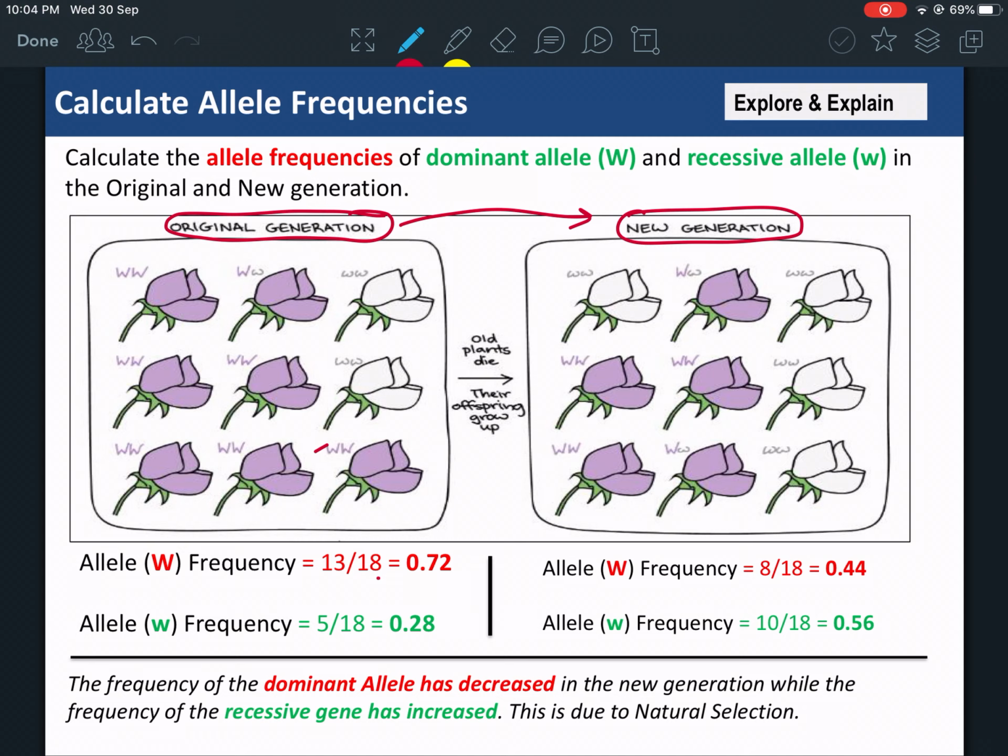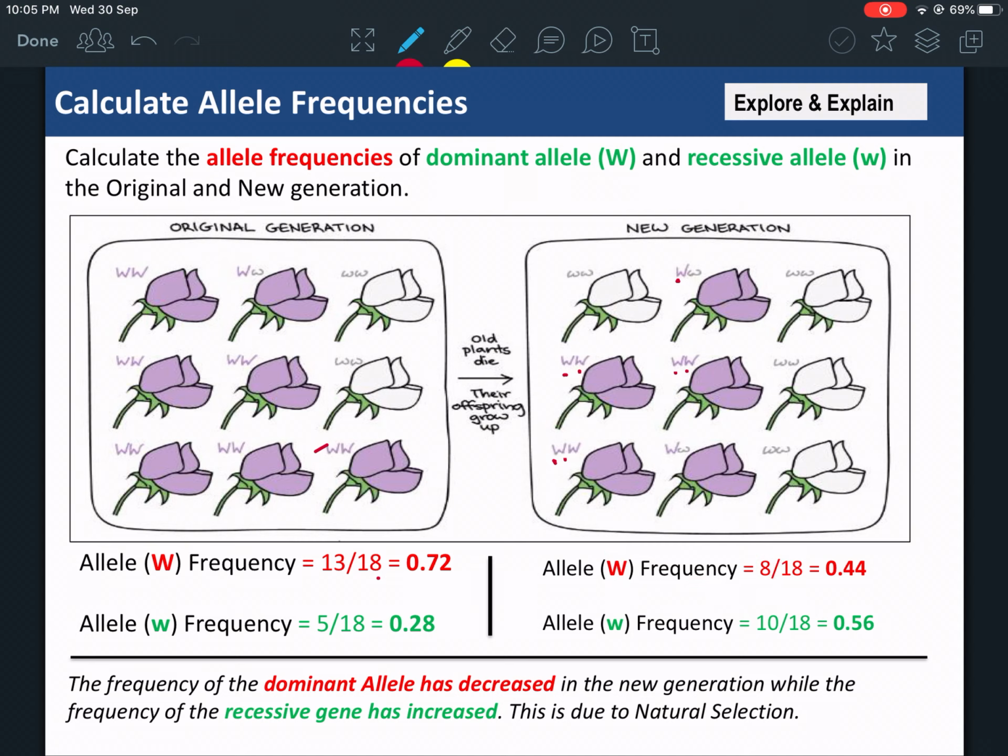In the new generation, we have to count the big W's. We have to count the total first. 1, 2, 3, 4, 5, 6, 7, 8, 9, 10, 11, 12, 13, 14, 15, 16, 17, 18. So the total equals 18. And then we count the big W. We count the capital W, the dominant trait. 1, big W, 2, 3, 4, 5, 6, 7, 8. So we have 8. So if you've noticed here, allele frequency of the big W, this is how you can write it, equals 8 divided by 18.